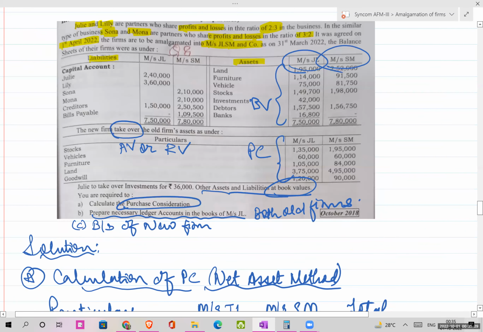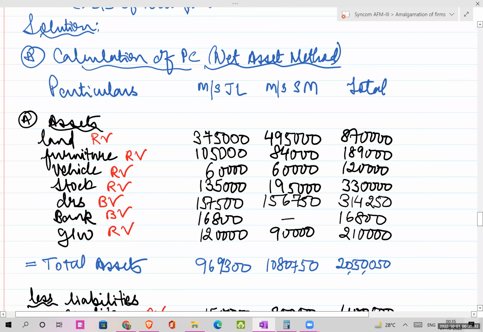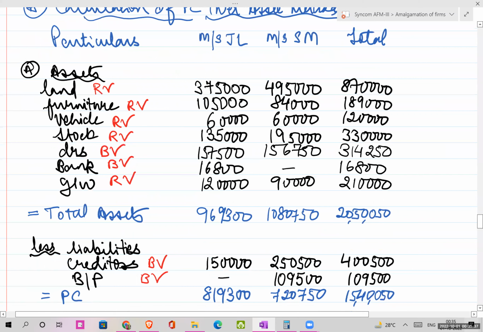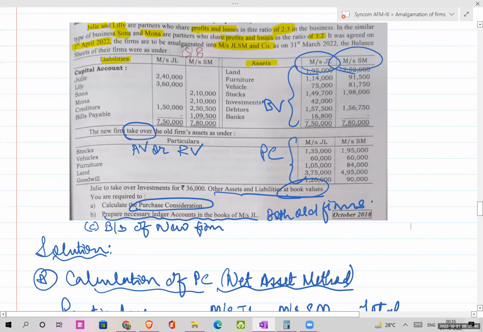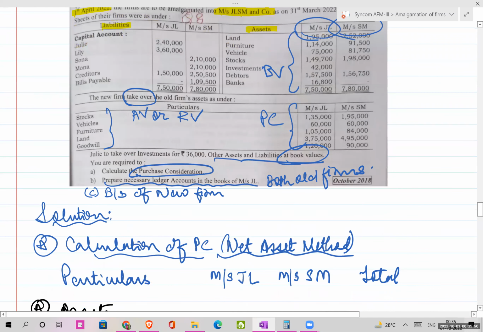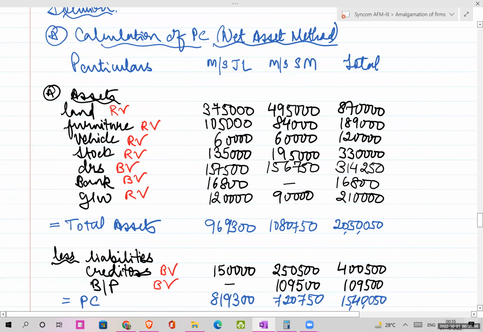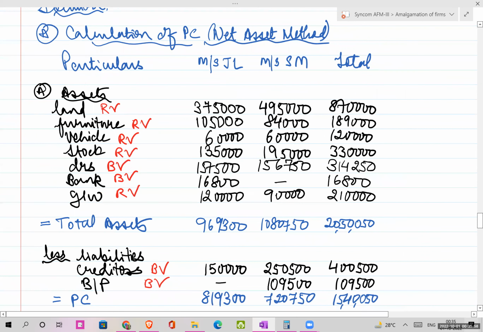So RV, मतलब मैंने लिखा है, वो revised value है. So this is how your PC will be calculated by net asset method. ओके, कैसे पता चलेगा आपको net asset method है? Because देखो, the new firm takes over old firms' assets as under. So they have given you the list of what? They have given you the list of assets. Okay. So calculation of PC by net asset method. Okay. So this is how your PC will be calculated. Wherever I have written RV, it means revised value. Okay. That is the takeover value.